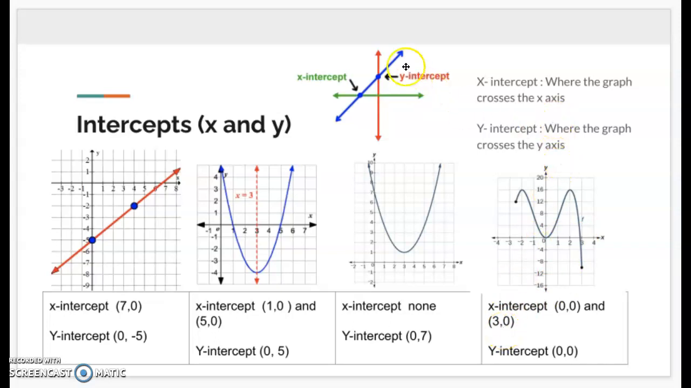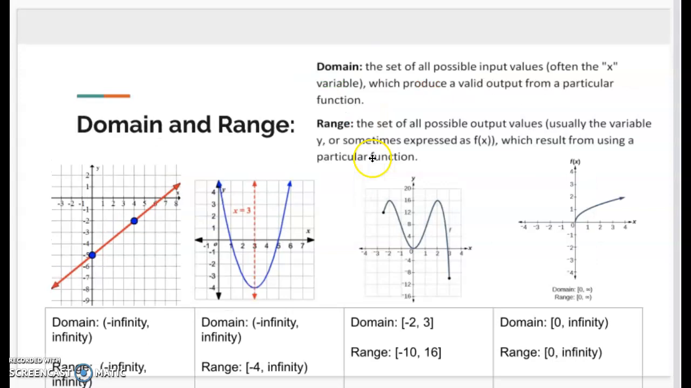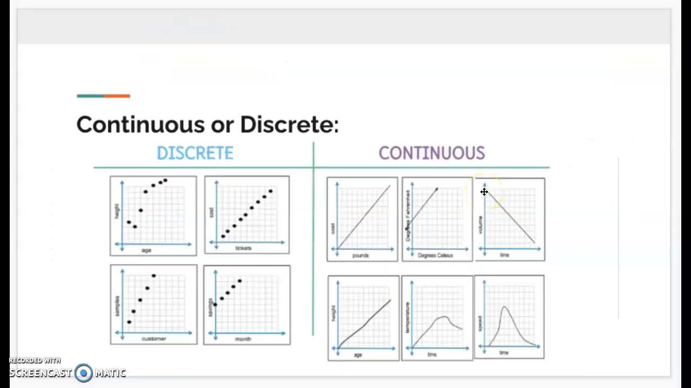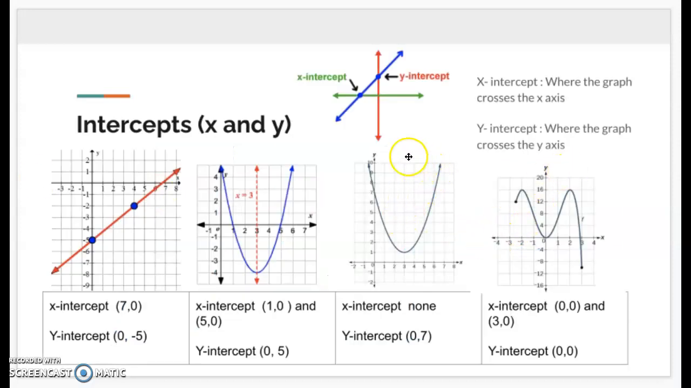The y-intercept, y is this red line, this vertical line going straight up and down. So again, I have my vertical line right here, my vertical line right here. Sorry. Nope, let's go back. Here you go. Vertical line right here and vertical line right here.